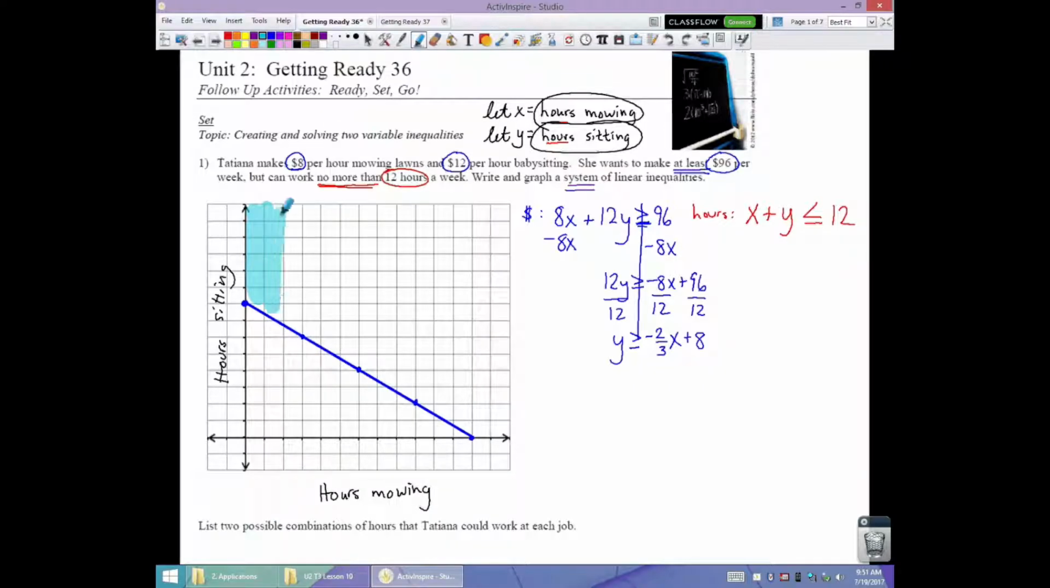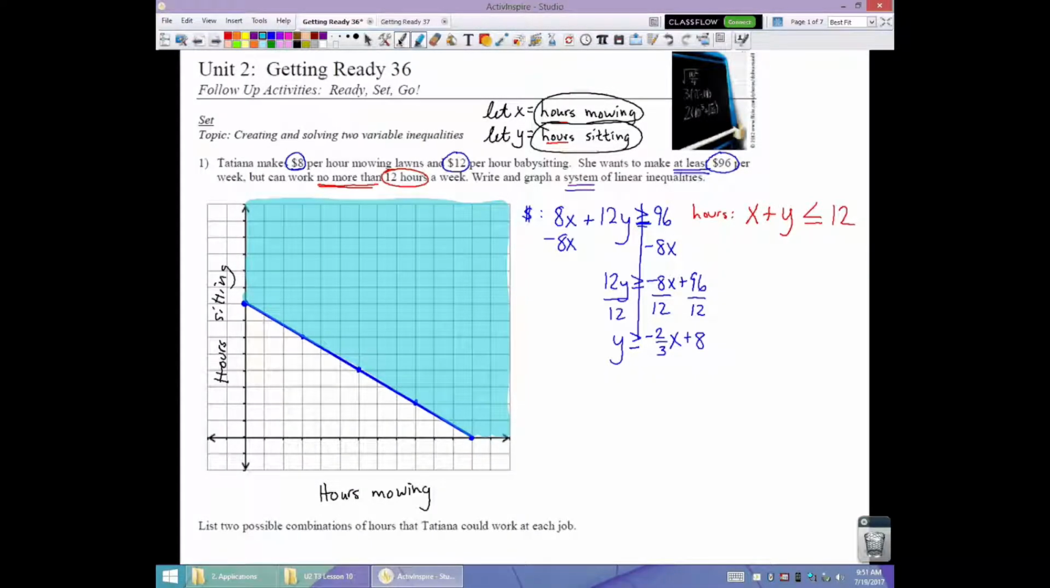So what we are saying here is all of these blue points, both the ones on the line and the ones I'm shading, they would provide enough money. She wanted at least $96. If she works any combination that falls in this blue region, again, including the line, that would give her enough money. It would satisfy her money goal.